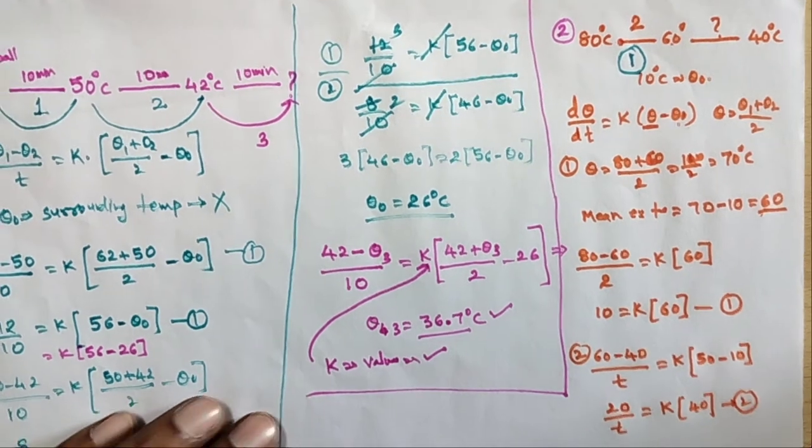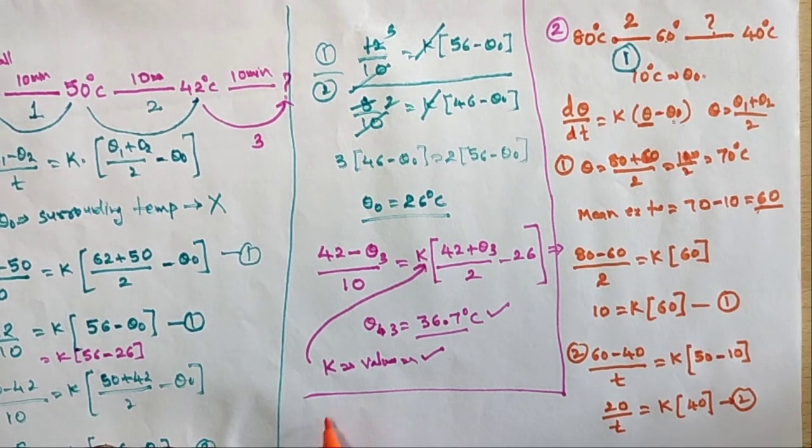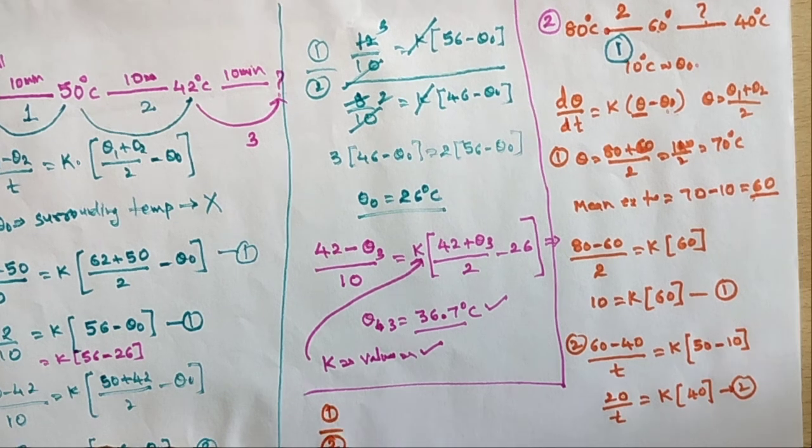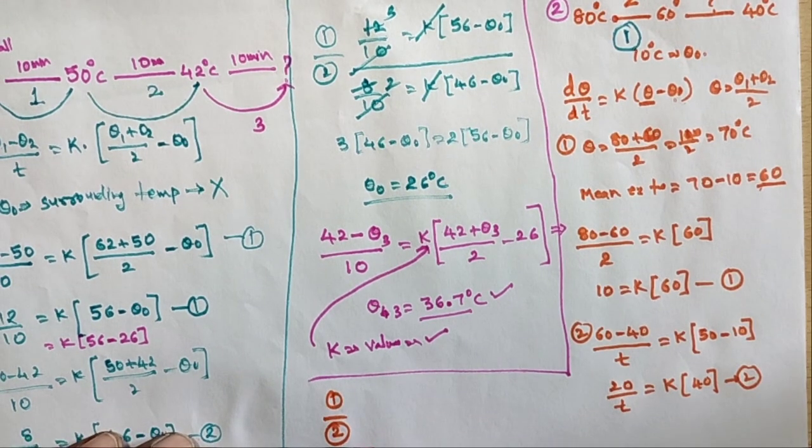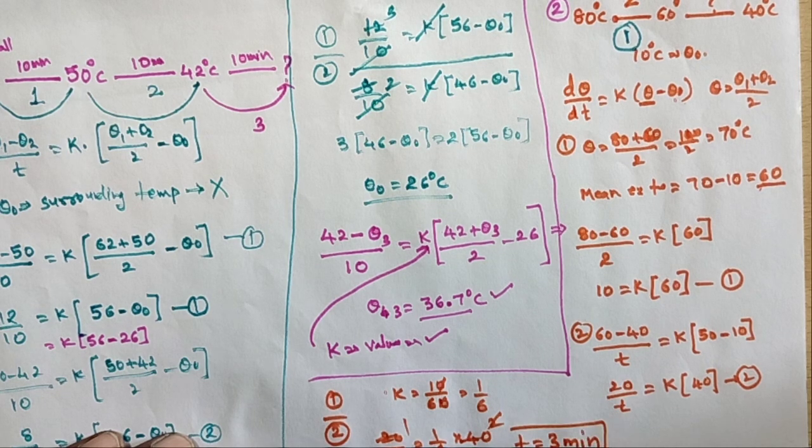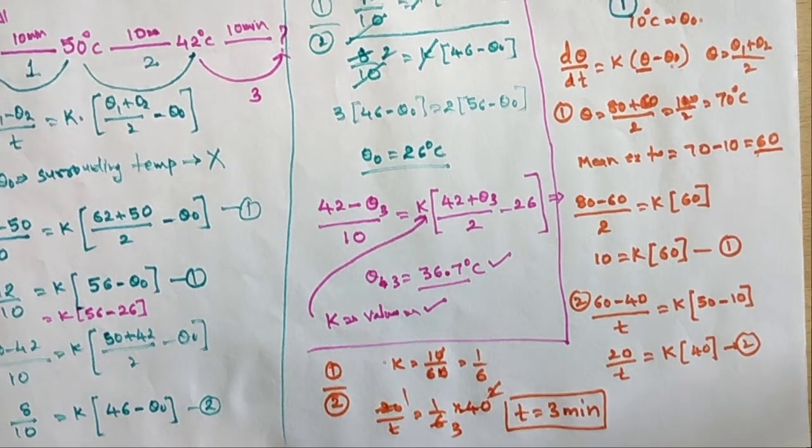Now divide equation 1 by equation 2. What is equation 1? 10 is equal to k into 60, so k is equal to 10 by 60. So that is 1 by 6. So 20 by t is equal to 1 by 6 into 40. So 20 ones are 20, 2s are 2, 1s are 2, 3s are, t is equal to 3 minutes. What is the time? t is equal to 3 minutes.